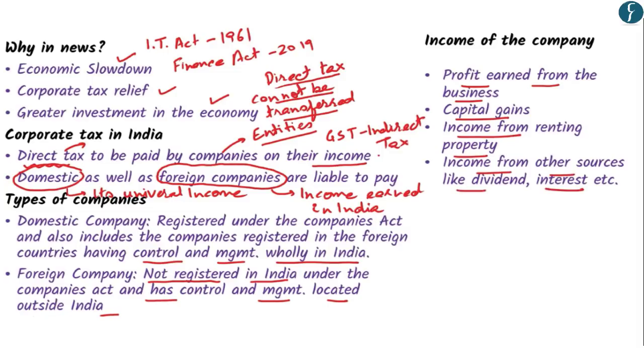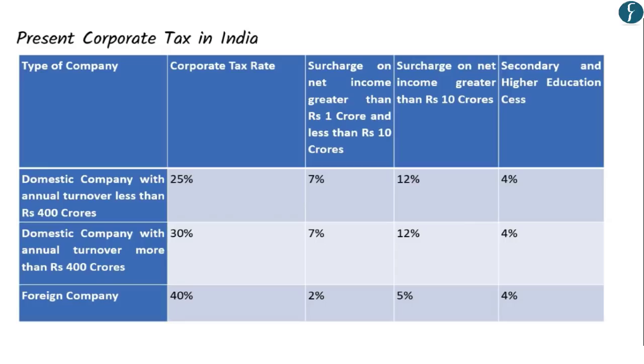So through this, we have understood what corporate tax in India is, what types of companies there are, and how companies earn income. Now we need to understand how companies currently pay taxes in India, especially corporate tax, and how the current scheme of corporate tax works. First and foremost, there are types of companies. We have domestic companies with annual turnover less than rupees 400 crore, domestic companies with annual turnover more than 400 crore, and ultimately foreign companies.